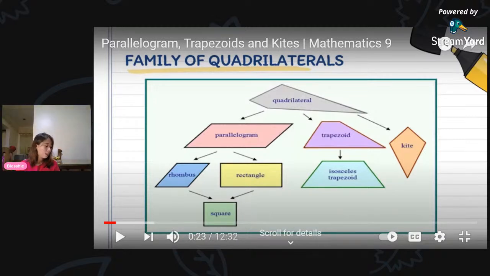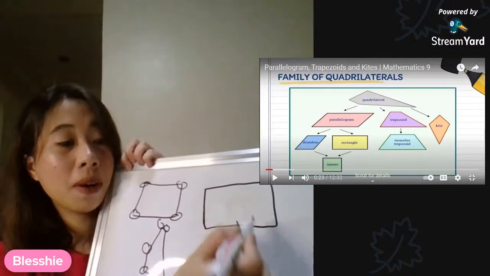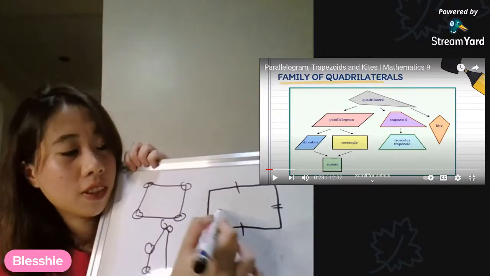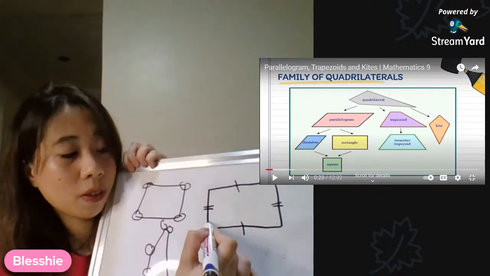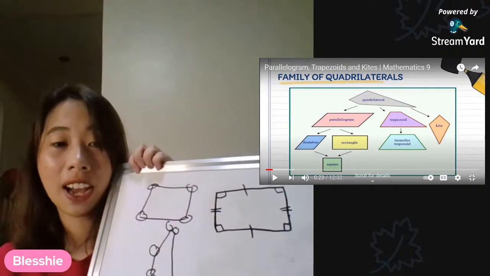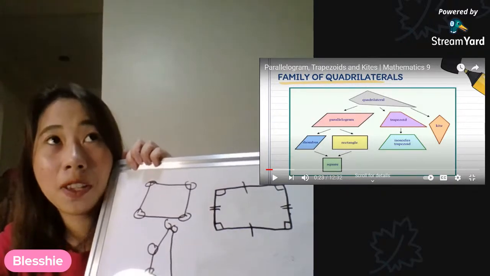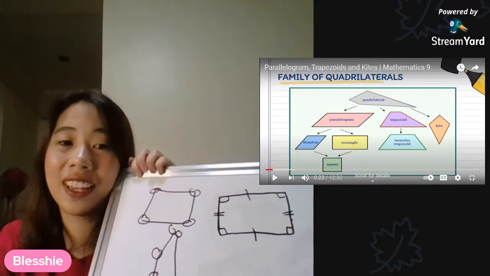Next one naman is yung rectangle. So, kapag sinabi nating rectangle, 2 sides are still parallel, but this time, all the angles are 90 degrees or equal. So let me draw a rectangle. So in this rectangle, etong side na to, yung baba at taas, equal sila. And then yung dalawang sides equal. Tapos yung angles nila, lahat 90 degrees. So pare-parehas ng sukat yung angles nila. Kung kanina sa rhombus, iba-iba yung sukat. Dito sa rectangle, pare-parehas yung sukat ng angles nila.